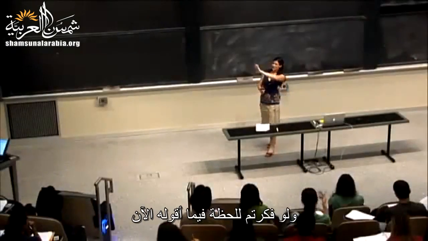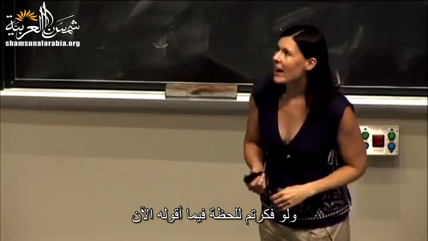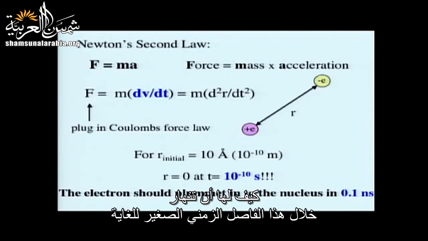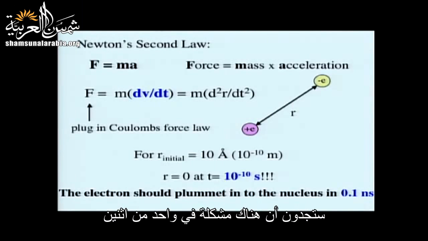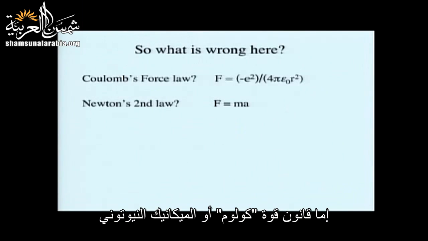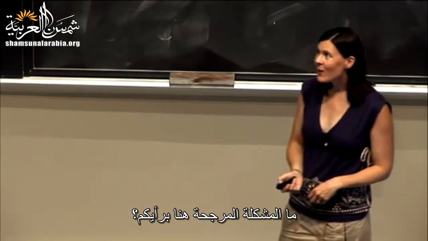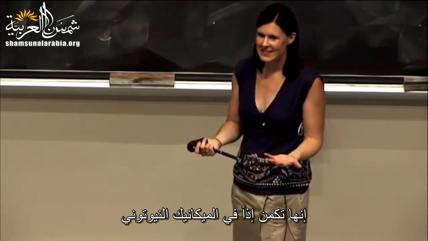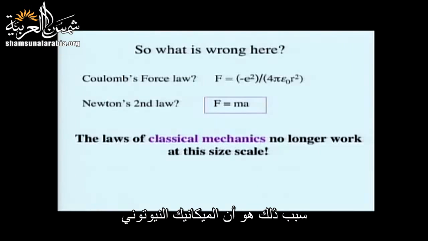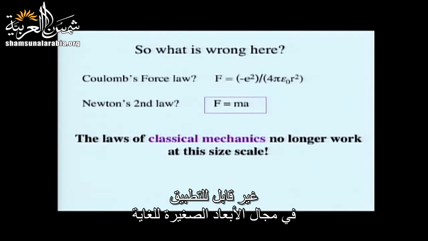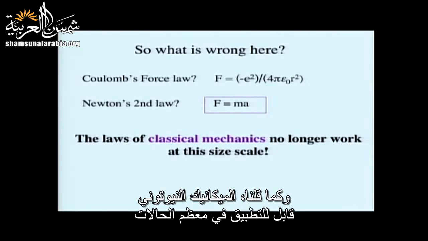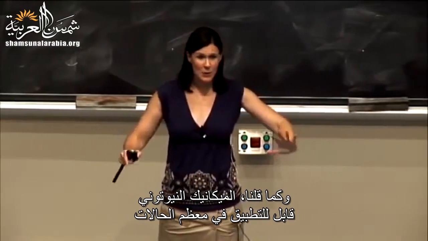So if you can take what I'm saying for a moment, that in fact this should collapse in this very small time frame, we have to see that there's a problem with one of these two things, either the Coulomb force law or Newtonian mechanics. So what do you guys think is probably the issue here? So it's Newtonian mechanics. And the reason for this is because Newtonian mechanics does not work on this very, very small size scale. As we said, Newtonian mechanics does work in most cases.